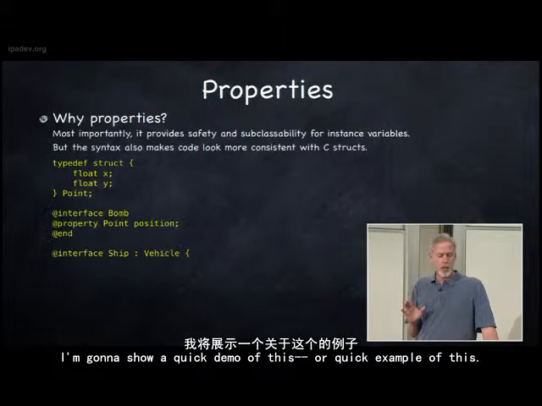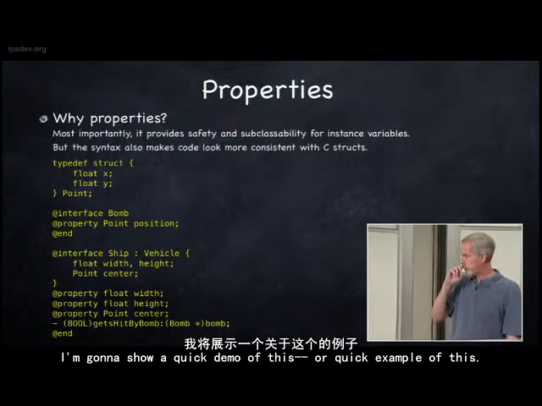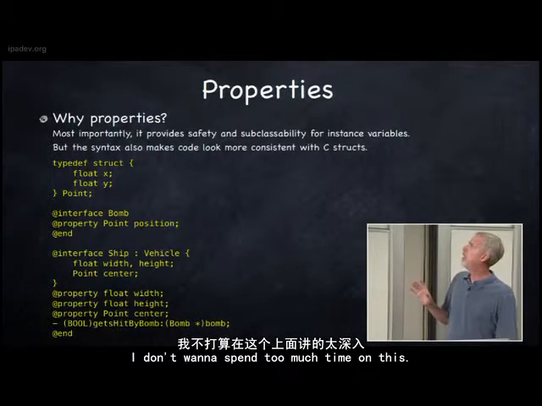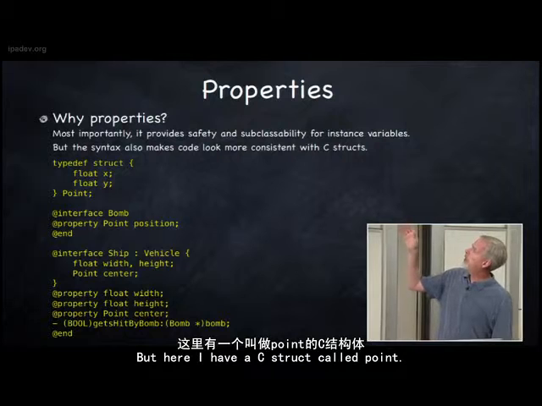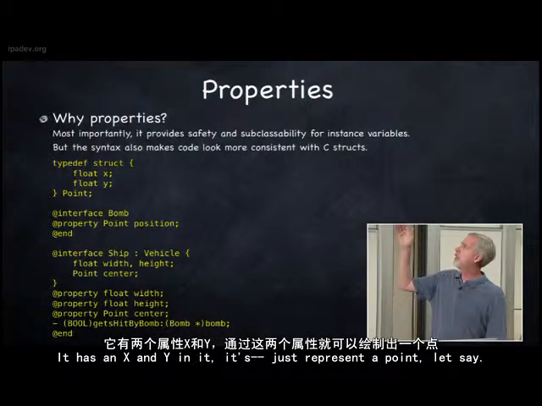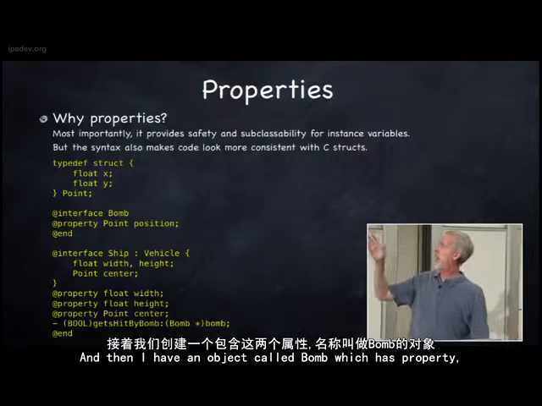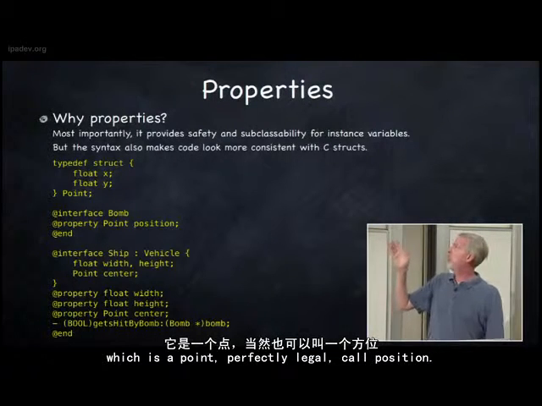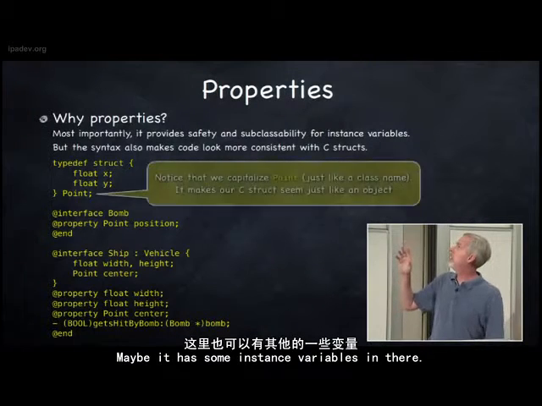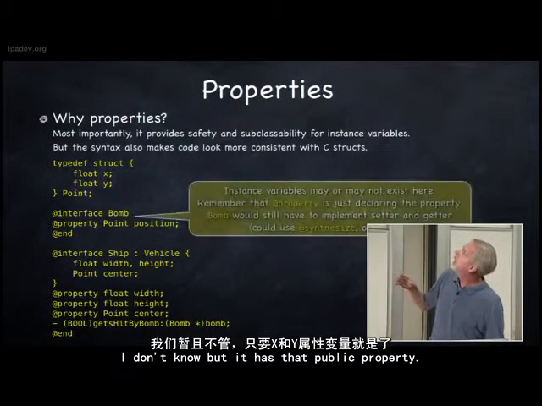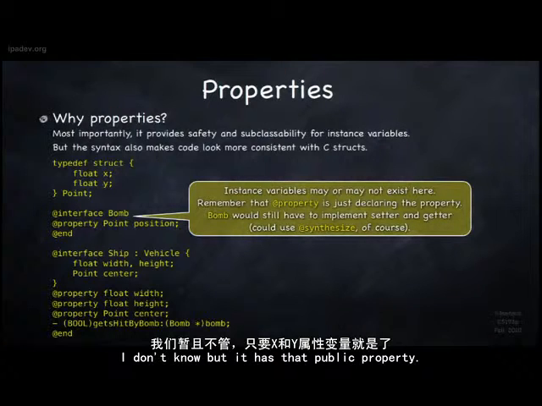Okay, and I'm going to show a quick example of this. I don't want to spend too much time on this, but here I have a C struct called point. It has an X and a Y in it. It just represents a point, let's say. And then I have an object called bomb, which has a property, which is a point, perfectly legal, called position. Maybe it has some instance variables in there, I don't know. But it has that public property.